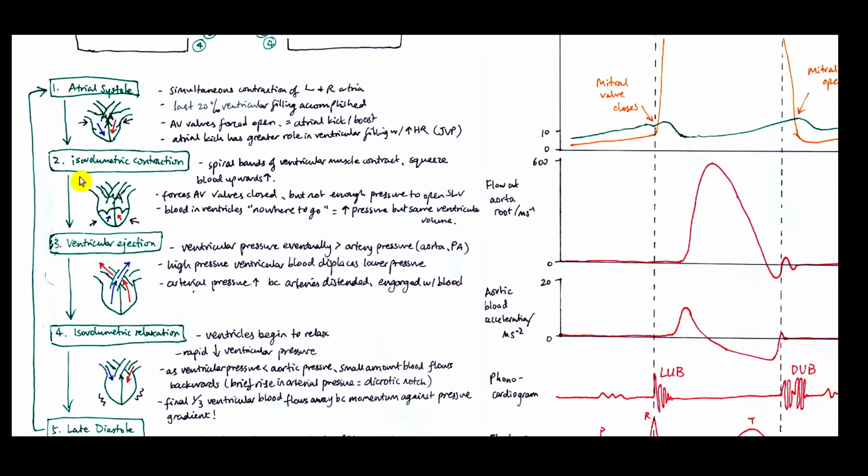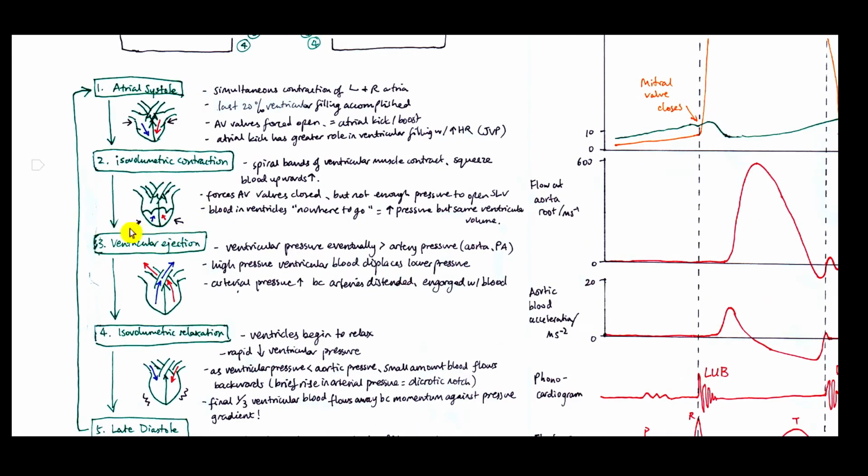The second stage is isovolumetric contraction. The spiral bands of the ventricular muscle contract. They squeeze the blood upwards. So these ventricles are contracting and squeezing blood upwards. They force the AV valves closed, but there's not enough pressure yet to open the semilunar valve, so this is a very short stage. The AV valves are closed, but there's not yet enough pressure to open the semilunar valves. So the blood has nowhere to go, and pressure increases very quickly with the ventricles staying at the same volume.